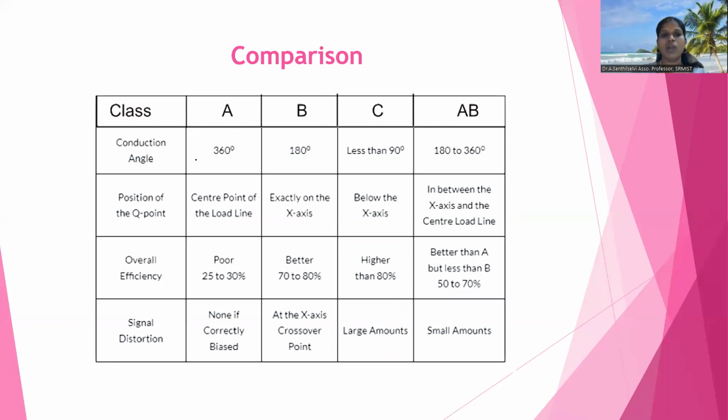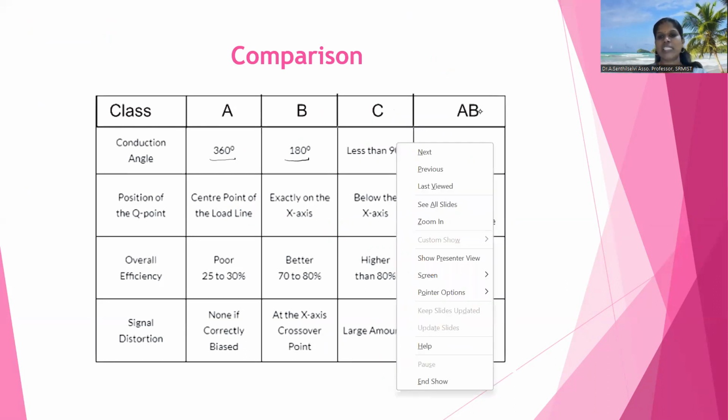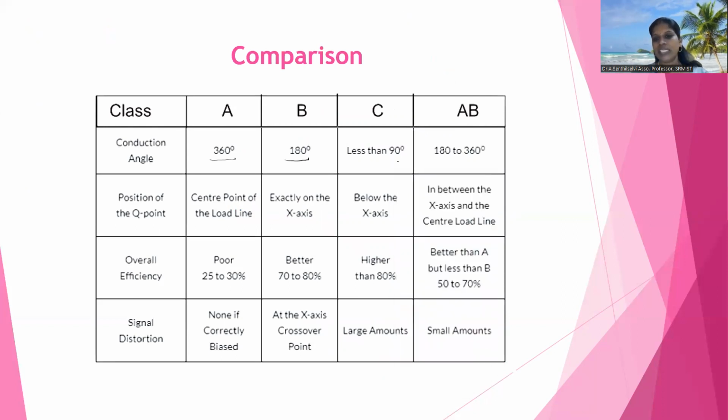Class A amplifier works for the entire 360 degrees of the input. Class B only 180 degrees of the input. Class C less than 90 degrees of the input signal. Class AB greater than 180 degrees and less than 360 degrees. Where is the position of the Q point? For class A, the Q point is the center point of the load line. In class B, it is exactly on the x-axis. For class C, it's below the x-axis. For class AB, it is between the x-axis and the center of the load line.